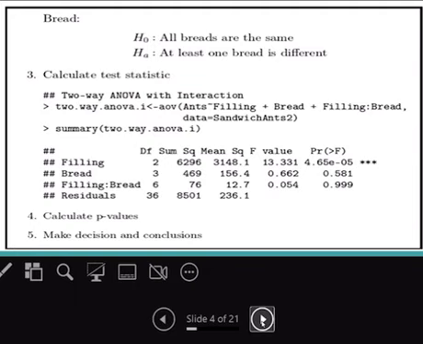But when you look at the different types of bread, the degree of freedom I'm seeing for different types of bread is three. It means four levels of bread was used. Of course, the p-value is 0.581. That is greater than 0.05, then it means there's no significant difference when you put into consideration the levels of bread. When you also look at the interaction effect, it's not significant.